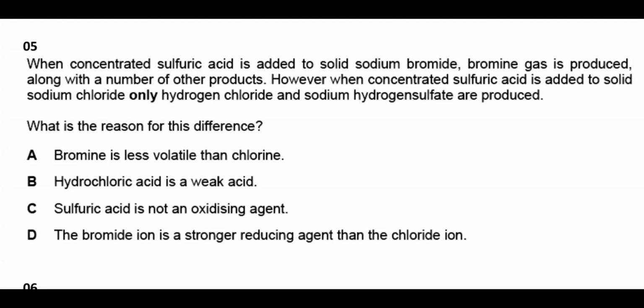When concentrated sulfuric acid is added to solid sodium bromide, bromine gas is produced along with a number of other products. However, when concentrated sulfuric acid is added to sodium chloride, okay. Why does HBr undergo reaction with sulfuric acid as compared to HCl which does not? इसका reason पूछा गया है. ठीक है. तो bromine is less volatile than chlorine. Reaction का volatility से ताल्लुक नहीं है यहाँ पे. Hydrochloric acid is a weak acid. Statement ही गलत है. Sulfuric acid is not an oxidizing agent.